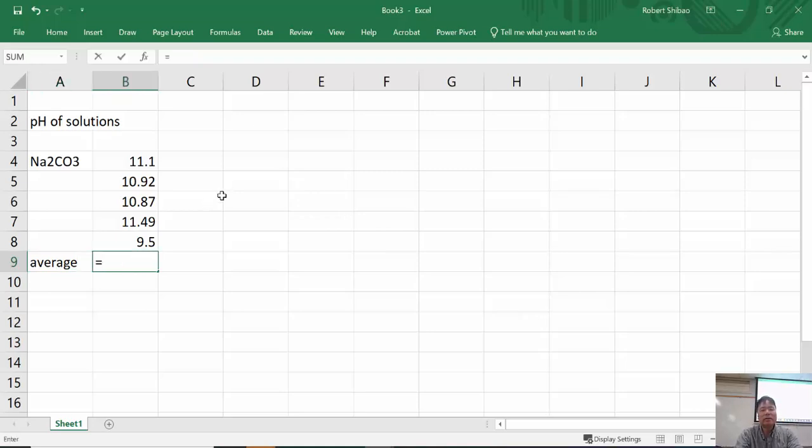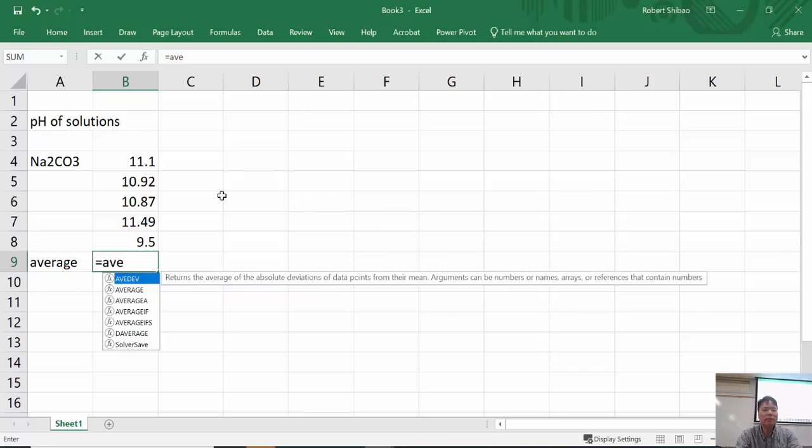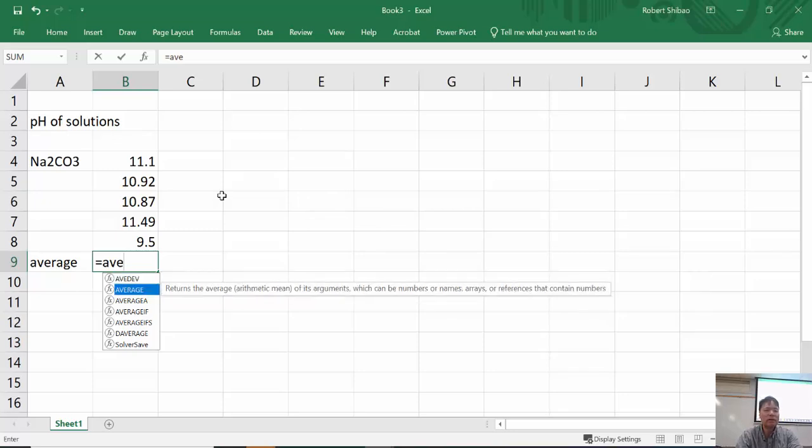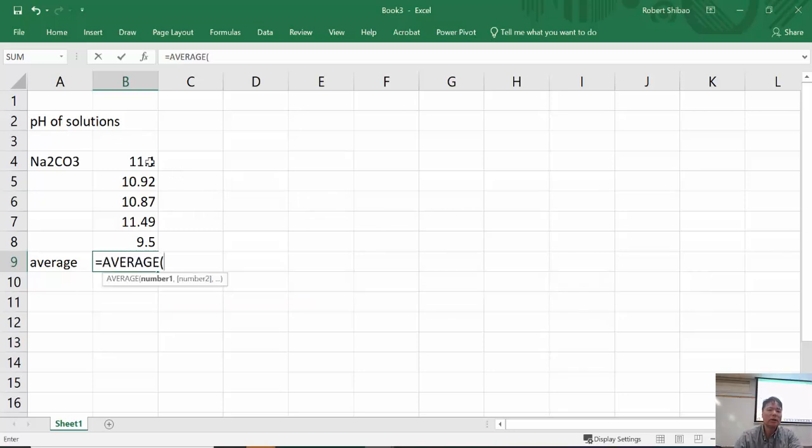With Excel, we can take the average pretty easily. There are a whole bunch of built-in functions. So I'll just take the average here of this data. And then I see my average is 10.776. So that's probably the best number that we'll have for this.